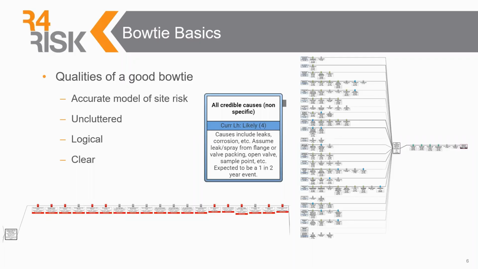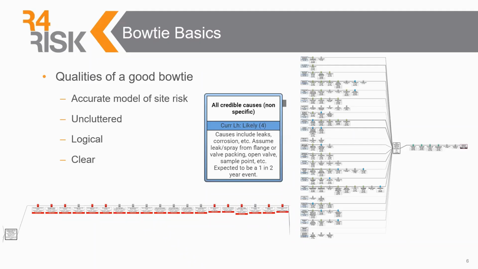Secondly, it needs to be uncluttered. So the beauty of a bow tie is in its simplicity. We do not need to clutter it with every single micro cause and control that we can think of. And we've got some examples of some not so good bow ties that are quite cluttered there. So look at combining causes where it makes sense.